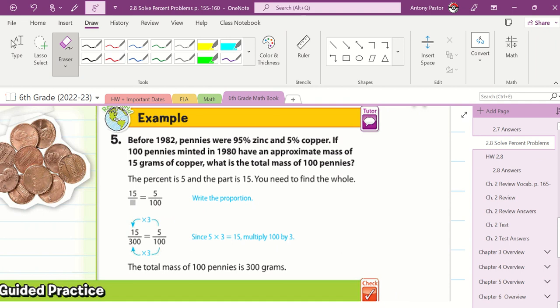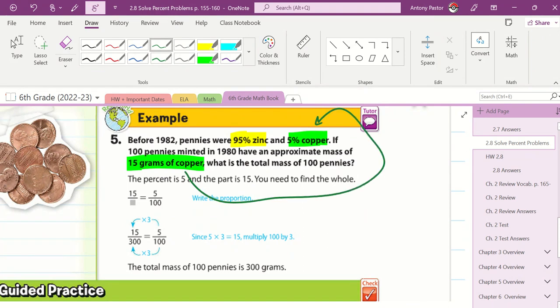So let's decipher this question before we get into this. Again, pennies were 95% zinc and 5% copper. If pennies that were minted in 1980 have an approximate mass of 15 grams of copper, hence why I highlighted it in green, because that makes 5% of it. So 15 grams equals 5% of these pennies. What is the total mass for the 100 pennies? The total mass. So we have 15 is 5% of what number?